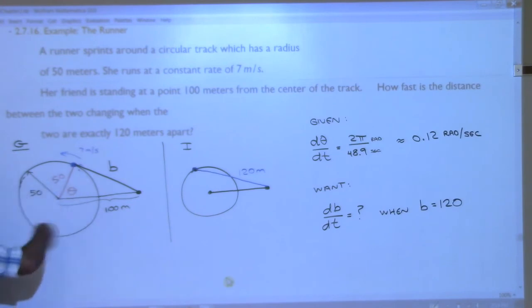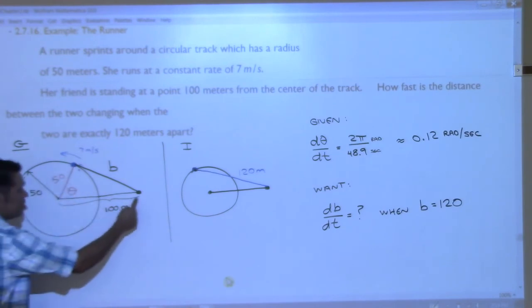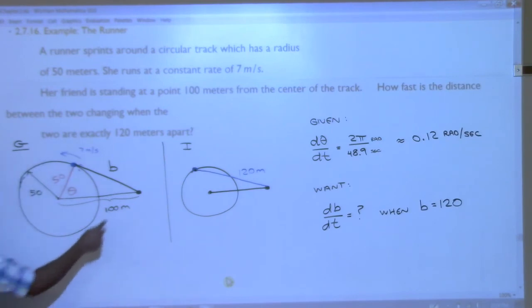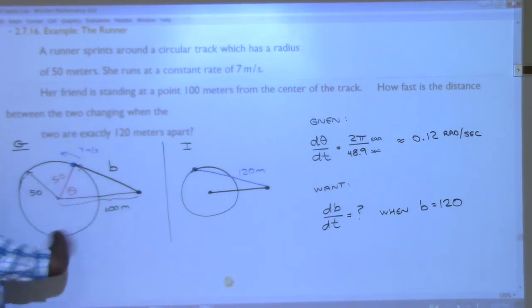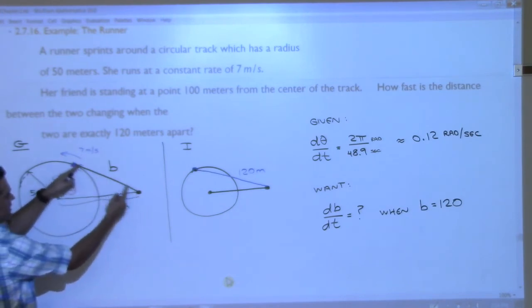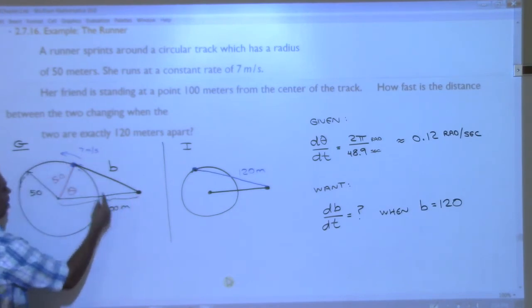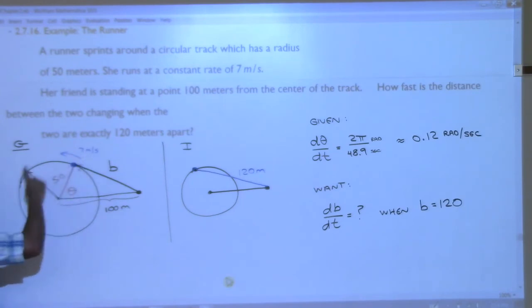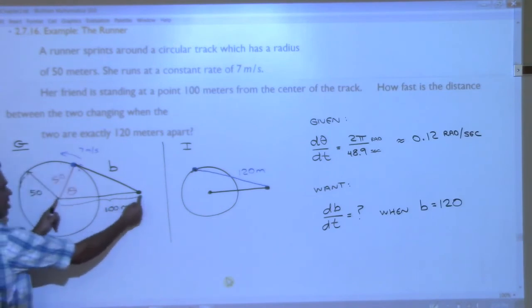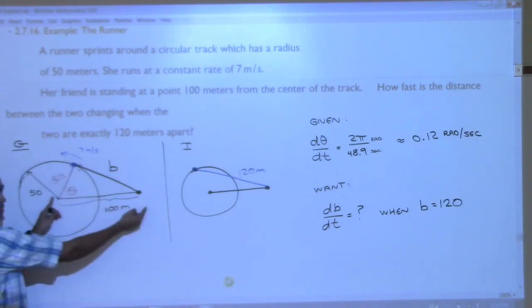You've got this girl running around the track. You've got her coach, who is watching her. Doesn't make him not creepy, but he's watching her. And she's going around the track. We're trying to figure out the rate at which the distance between them is changing. All we're told is how fast she's running around the track. That doesn't help us because we can't label another variable here. There's no more straight lines. This is 100, that's 50. There's no changing that, right?